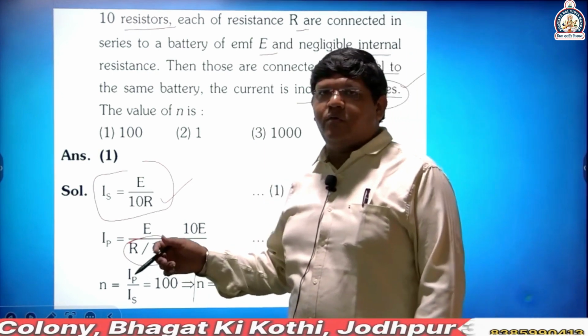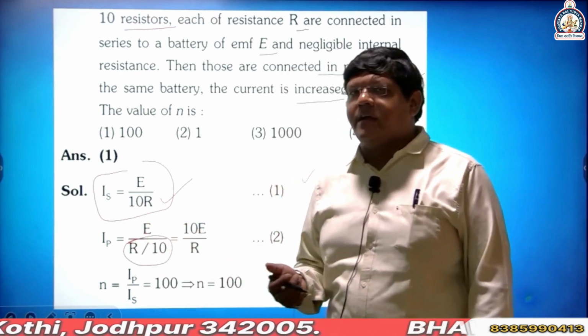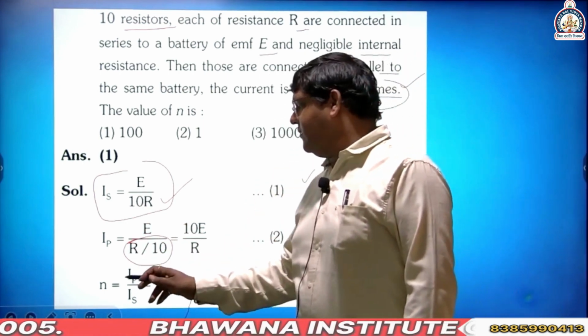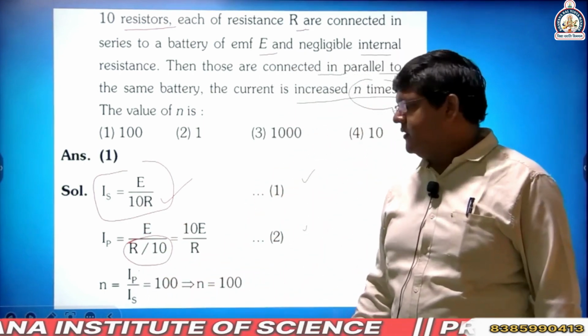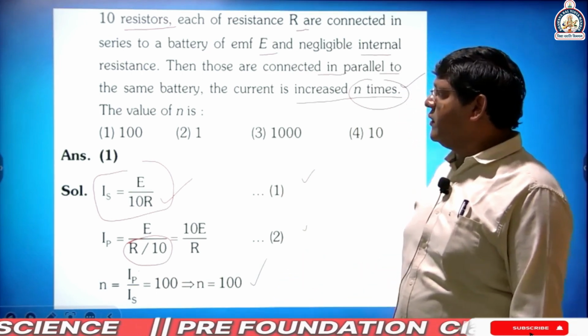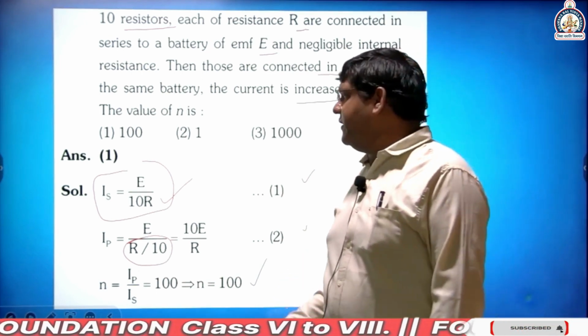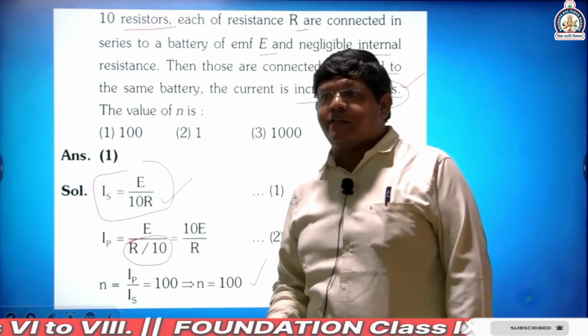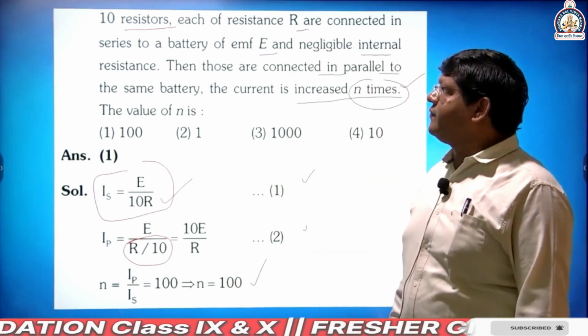Now according to the question, the current increases N times. So N is equal to IP upon IS. So we get 100 values. So the value of current increases 100 times as compared to series.